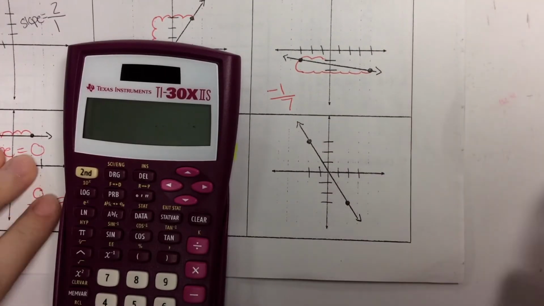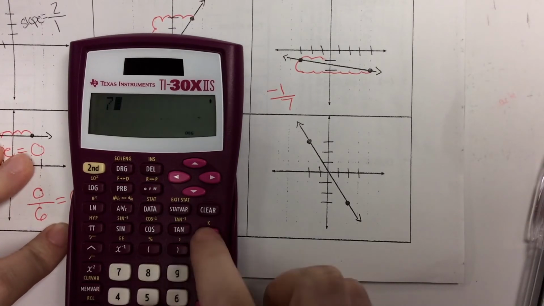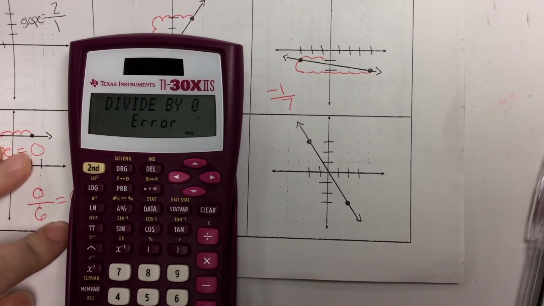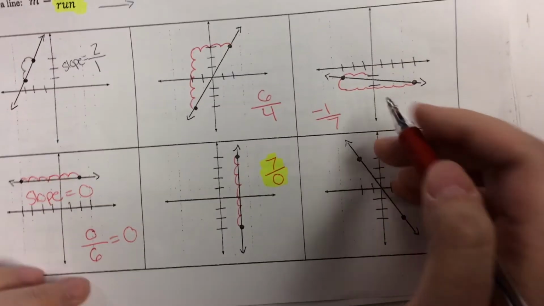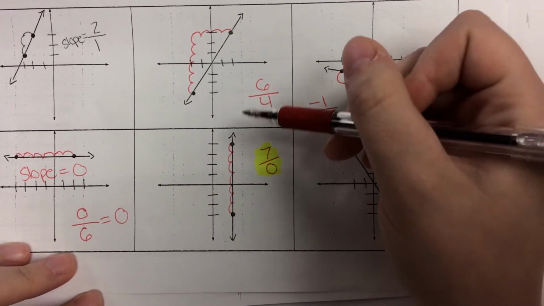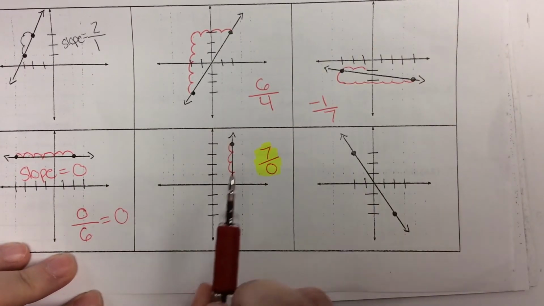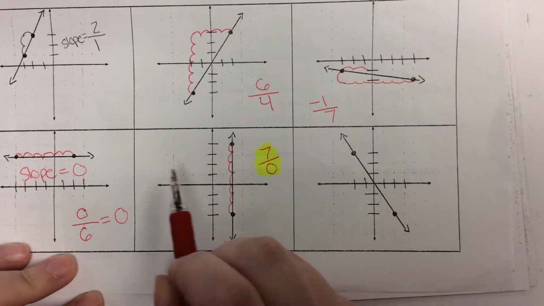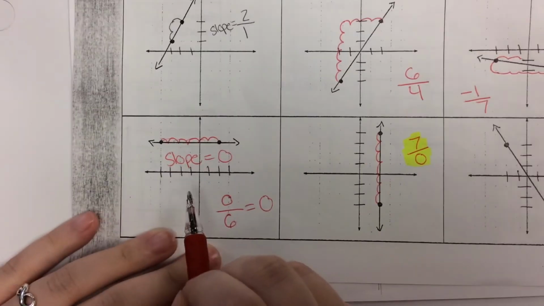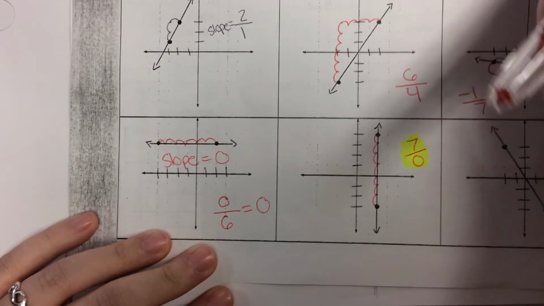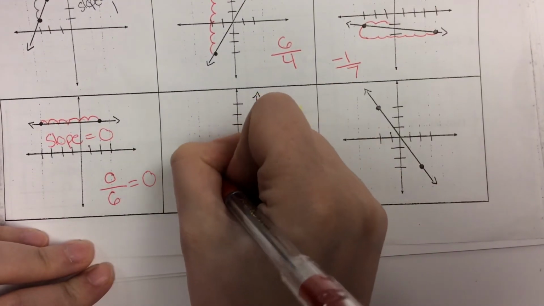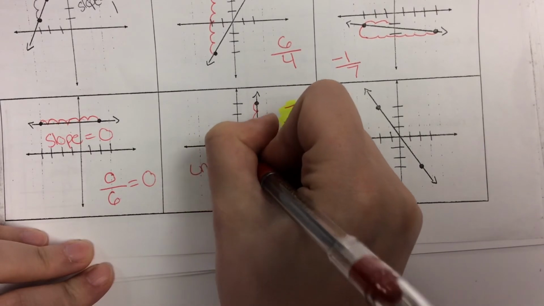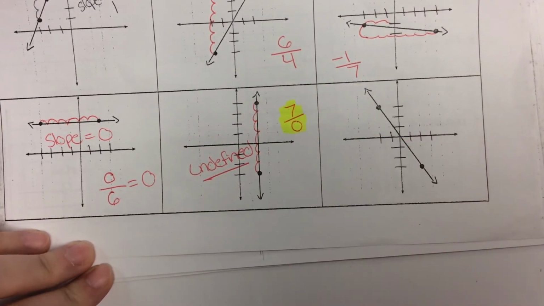Do you have a calculator handy? I want you to try this. 7 divided by 0. Uh-oh, what does that say? Divide by 0, error. So we can never divide by 0. So what's going to happen when you have a vertical line, there is no slope, but even more than that, it's undefined. Okay, so you can't say 0 for this one like we did with a horizontal line. With a vertical line, it is undefined. It is impossible to do that.